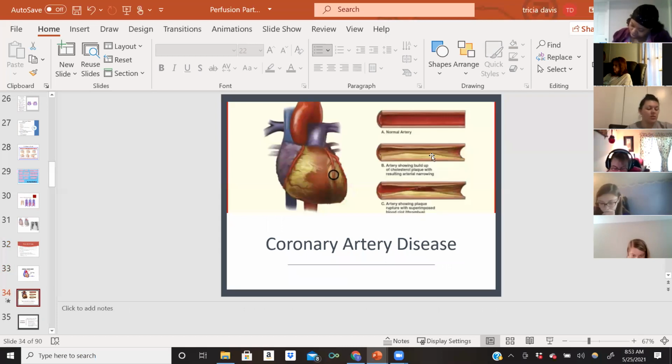And then coronary artery disease. Obviously, this is a great picture. This shows what a normal, healthy artery looks like. B is an artery with a buildup of that cholesterol plaque, which is going to cause a narrowing. And then C is an artery showing plaque rupture with an emboli in there. So you can see if you can't get blood flow through those arteries, you're going to have significant heart issues.